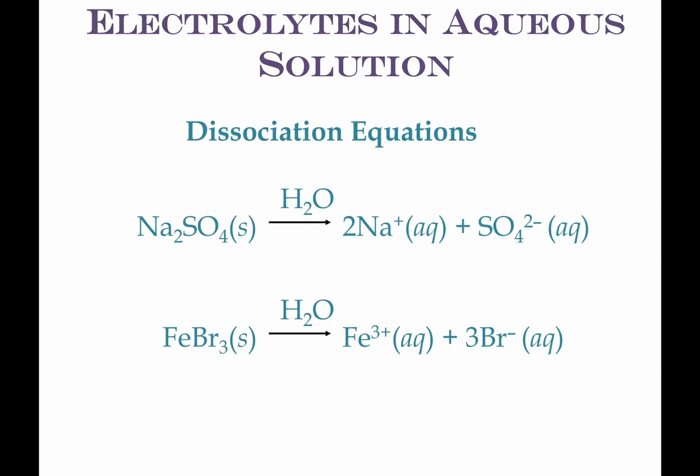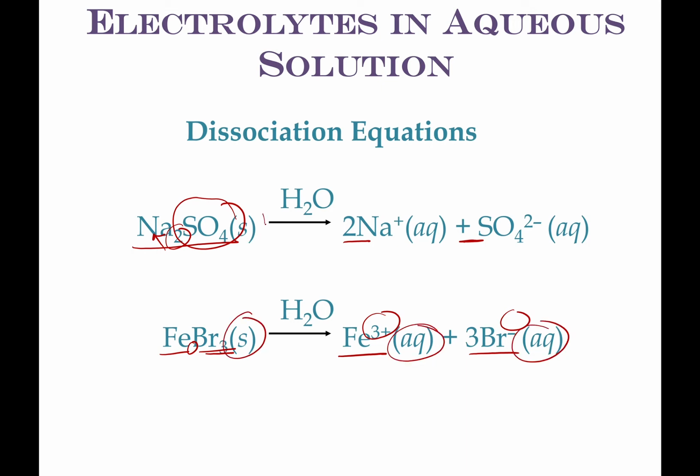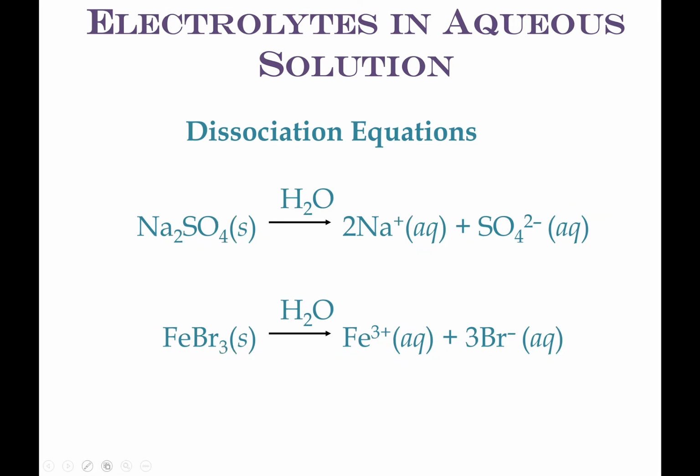These are dissociation equations, so Na2SO4, there are 2 sodium ions, so we have a 2 here, and there's 1 sulfate, so we have a 1 there. FeBr3, we have a 1 for iron, and we have 3 Br-. Remember, we still need to be able to figure out what the charges are and put those in, but notice we're going from a solid to an aqueous solution in all cases here. If this is an insoluble ionic compound, this would not happen. So if it's insoluble, you would put no reaction or something like that.